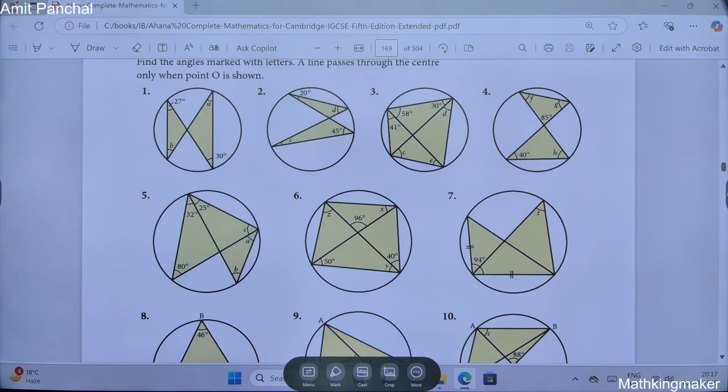B is 30. C is 20. But D is? How are you getting C as 20? C is 20 and D is 45. By which theorem? Okay. Now third one.